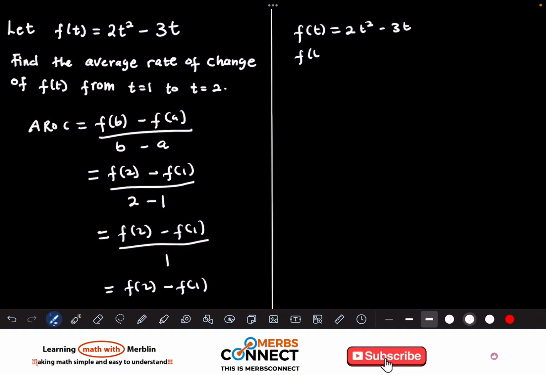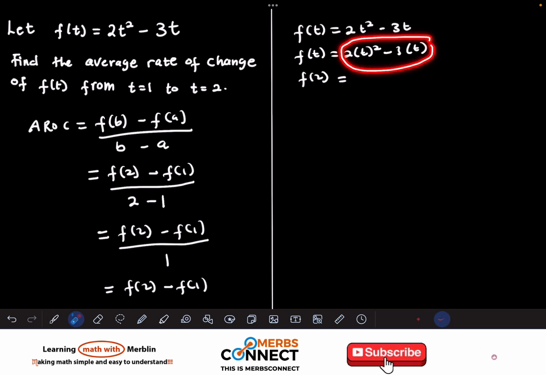So let's put this in brackets. I'm going to have f of t equal to 2, then I put this t also in brackets, minus 3, then I put this t also in brackets. So always, if it's in terms of t, put all of them into brackets first. Now we need f of 2. So we write the same function here, but the one in the bracket has changed to 2.